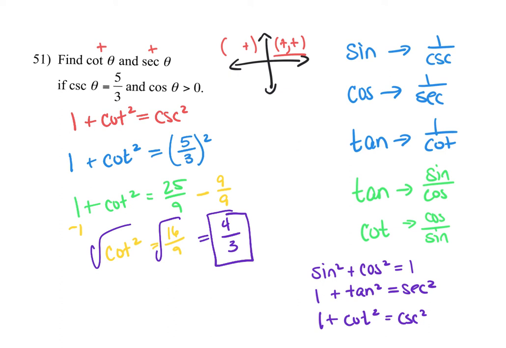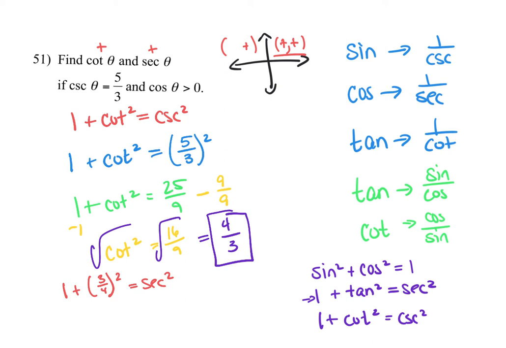Right? I am done with cotangent. Now I need secant. If I wanted to, I can actually go here: 1 plus tangent squared equals secant squared, right? Because I technically also know tangent. If I know cotangent, I can just flip it. So I could say 1 plus tangent squared, which is 3/4, equals secant squared, right?